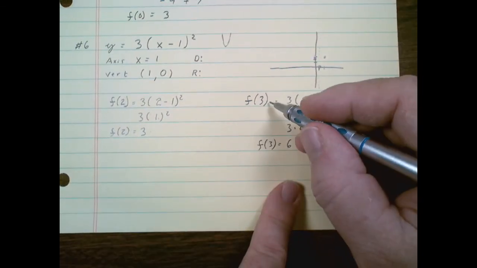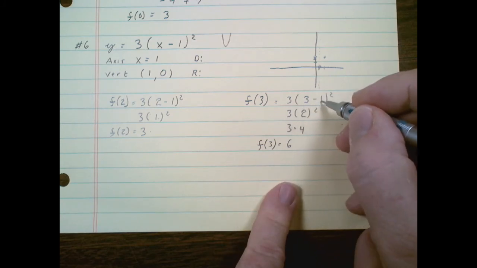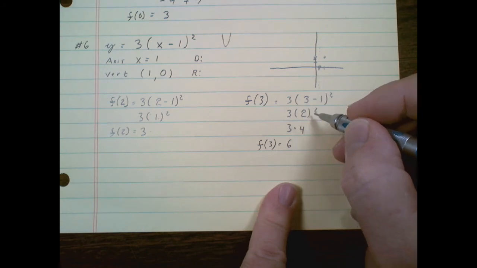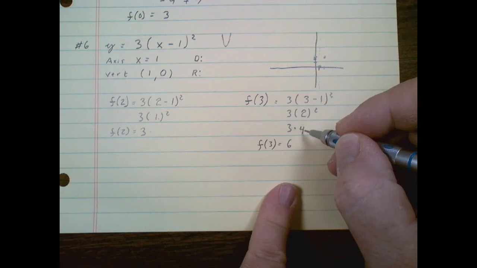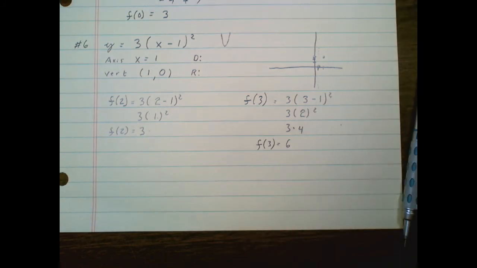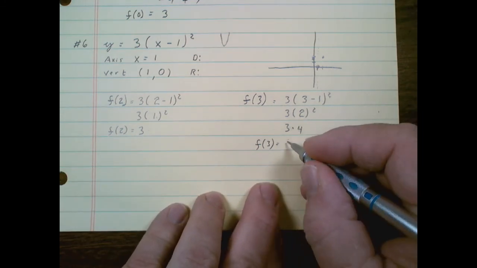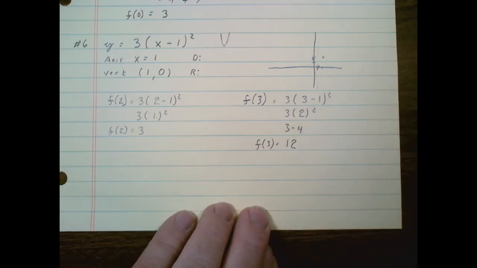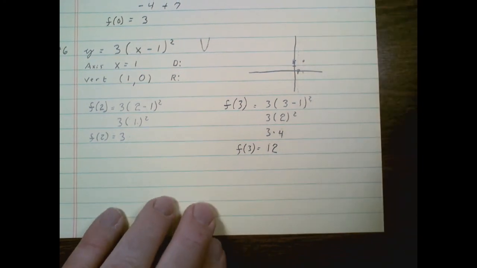The next thing I plugged in was f of 3. And so I put that in here. So 3 subtract 1, remember the square. So this is going to give me 2. And 2 squared is 4. 3 times 4, that's not right. Okay, so 3 times 4 is 12. See, don't be upset if you make mistakes. That's where we learn. I've been doing this for years and I make lots of mistakes.